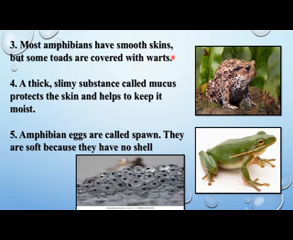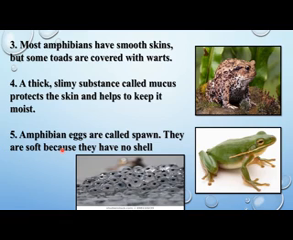Most amphibians have smooth skin, but some toads are covered with warts. Some amphibians like frogs have very smooth skin, and some have rough skin like toads. A thick slimy substance called mucus protects the skin and helps to keep it moist. So the skin of some amphibians, as in the case of frogs, is moist and slippery because of this mucus, and its purpose is to protect the skin and keep it moist.